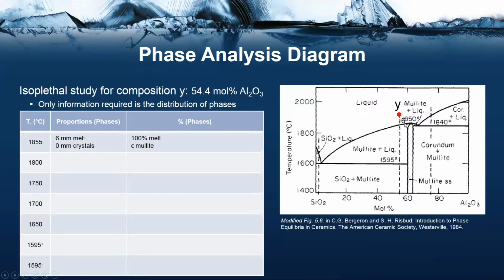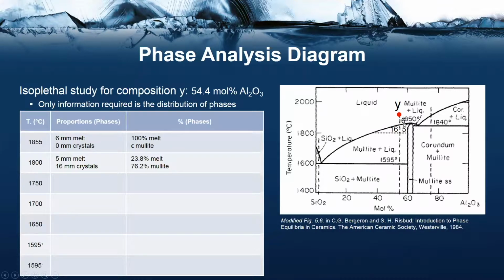And I measured 6 millimeters between the liquidus line and the mullite here. So 6 millimeters of melt and 0 millimeters of crystals transforms to 100% melt and an infinitely small amount of mullite. And we don't need the composition of the mullite, and we don't need the composition of the melt. Instead, we move on to the next one, which is 1800. And for this one, I measured 5.